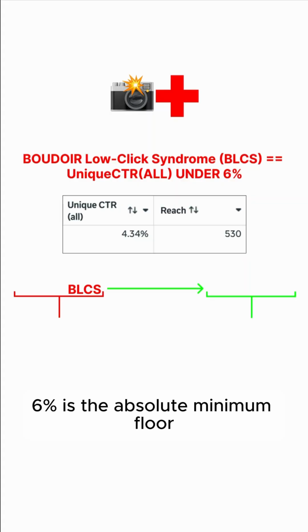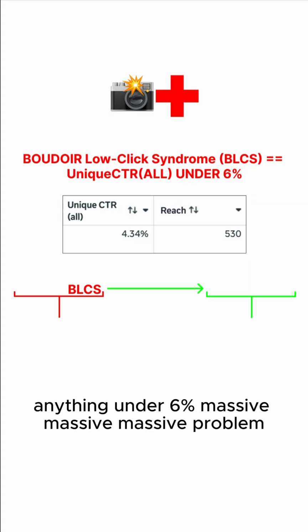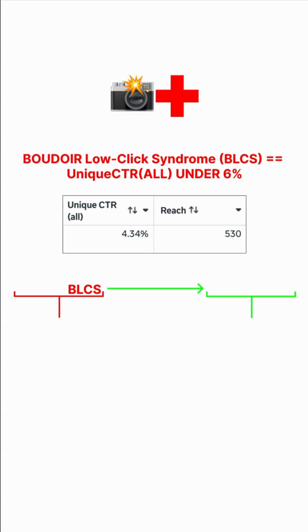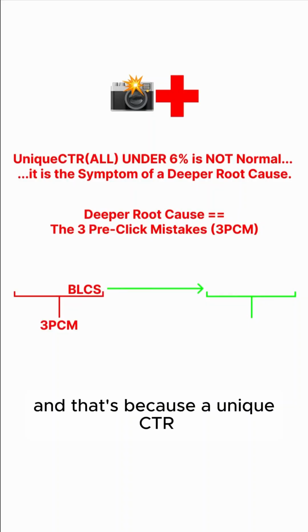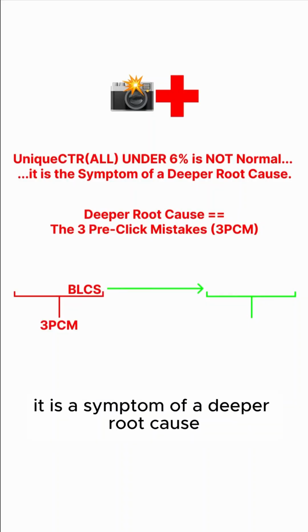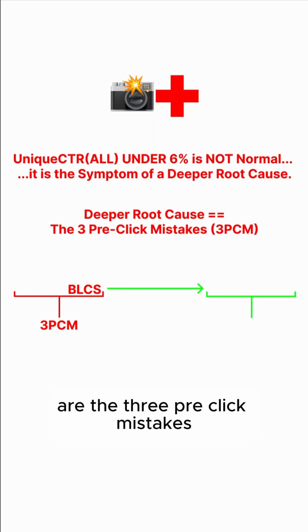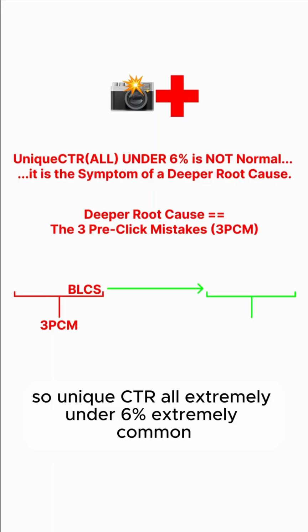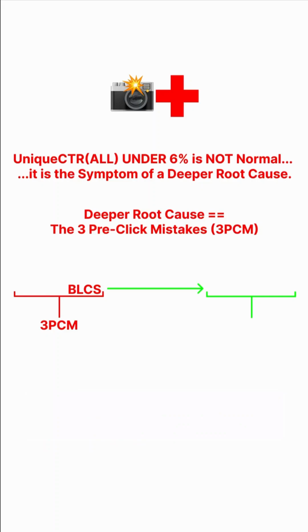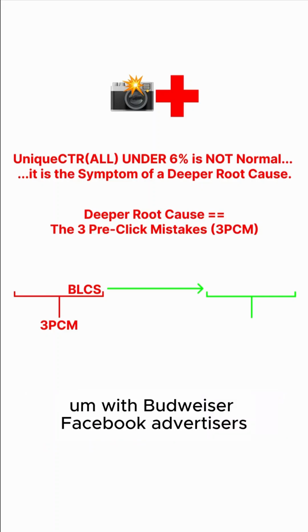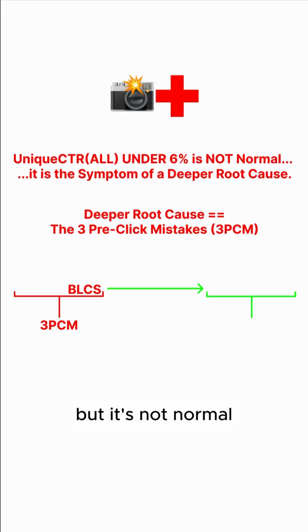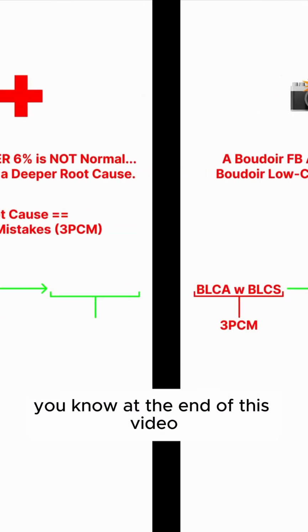6% is the absolute minimum floor. Anything under 6%, massive, massive, massive problem. That's because a unique CTR all under 6% is not normal. It is a symptom of a deeper root cause, and that deeper root cause is the 3 pre-click mistakes. A unique CTR all extremely under 6% is extremely common. It's the most common thing I see with Boudoir Facebook advertisers. But it's not normal. It means there's a massive disconnect in the ad. The deeper root cause is the 3 pre-click mistakes, the 3 PCM. More on those at the end of this video.